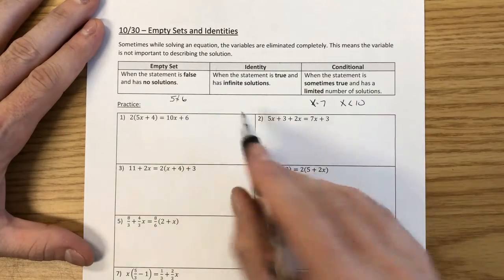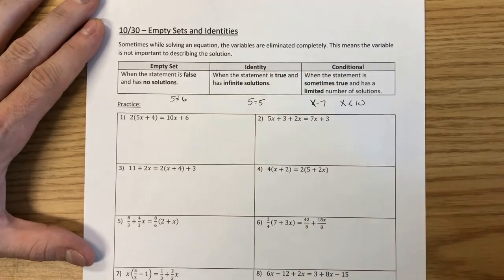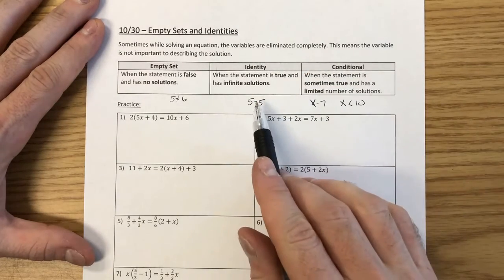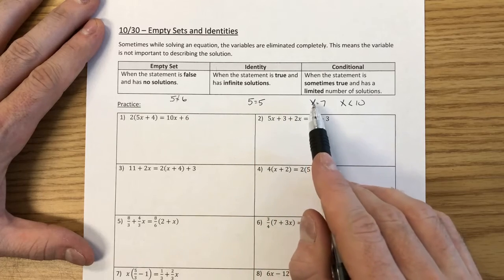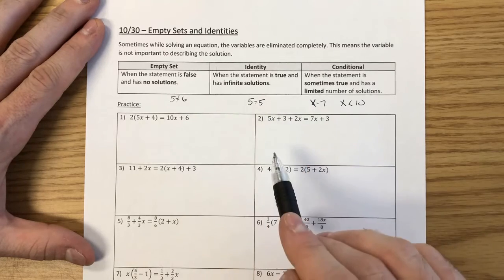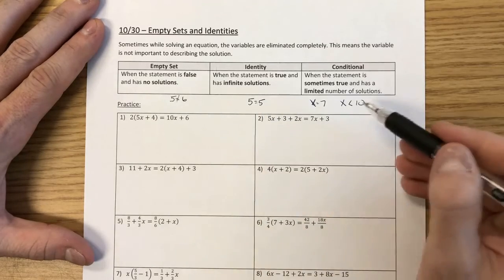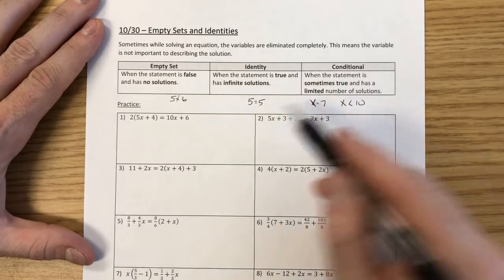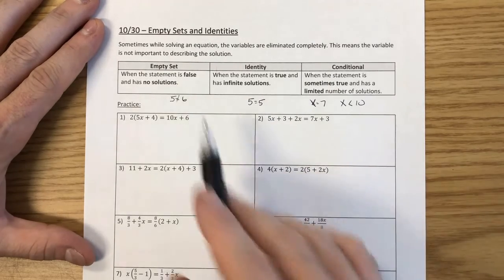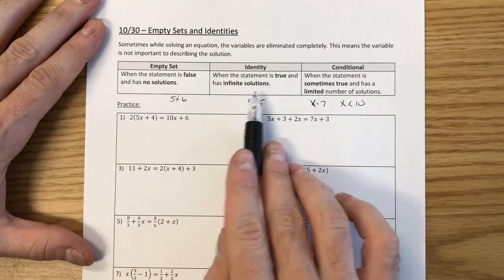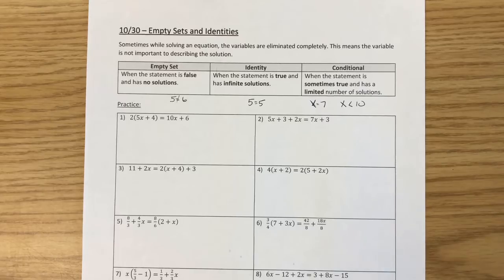And the flip side is we might end up with an identity. If I get something like 5 equals 5, doesn't matter what we do, this is always true. No matter what, if I try and say x equals 7, 5 still equals 5. If I say x equals 11, 5 still equals 5. If I say x equals pizza, 5 still equals 5. It doesn't change. So today we're going to see either something that's always true or something that's never true. So let's go ahead and take a look.